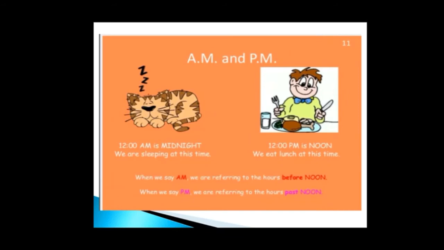Learning about AM and PM. 12 AM is midnight. We are sleeping at this time. 12 PM is noon. We eat lunch at this time. When we say AM, we are referring to the hours before noon. When we say PM, we are referring to the hours past noon.